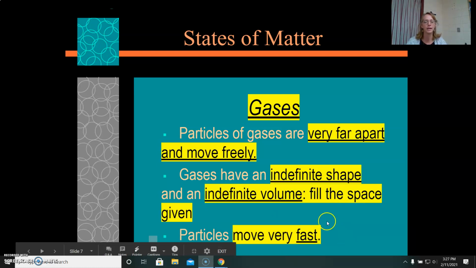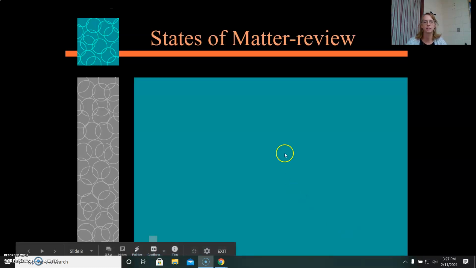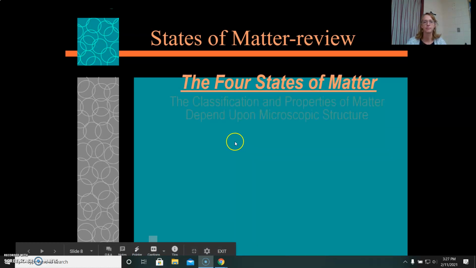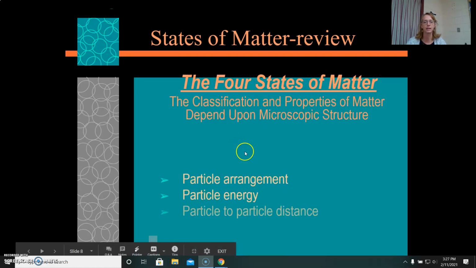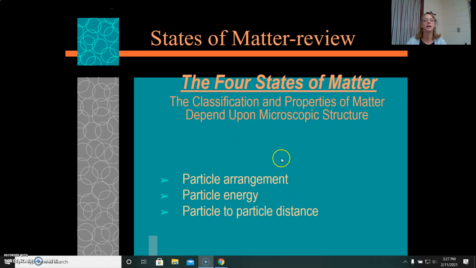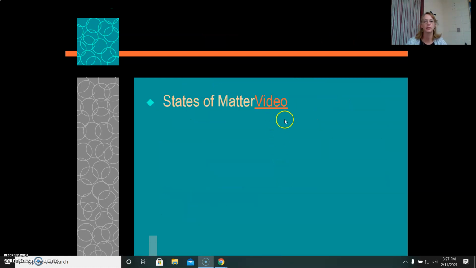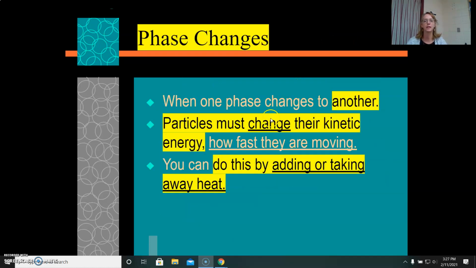If we went into a plasma, we would simply be moving the particles so fast that they actually kind of lose electrons and those electrons fly around. So 4 states of matter again, these 3 things. I used to have an animated video here, but it's gone. Another video here we might watch in class.